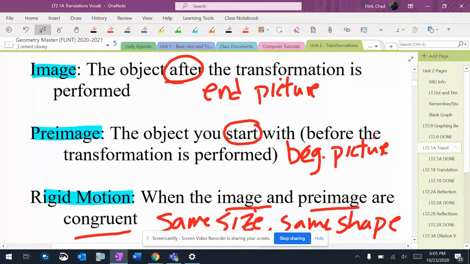We have to know what these 3 things are right here: image, pre-image, rigid motion. They are required. Good news, there are about 7 words you have to know throughout this whole unit, not like last unit.